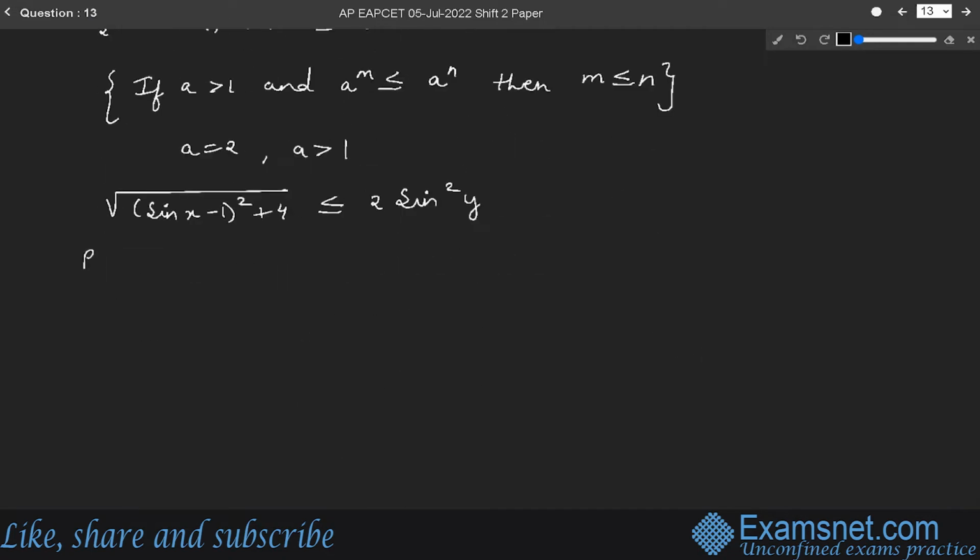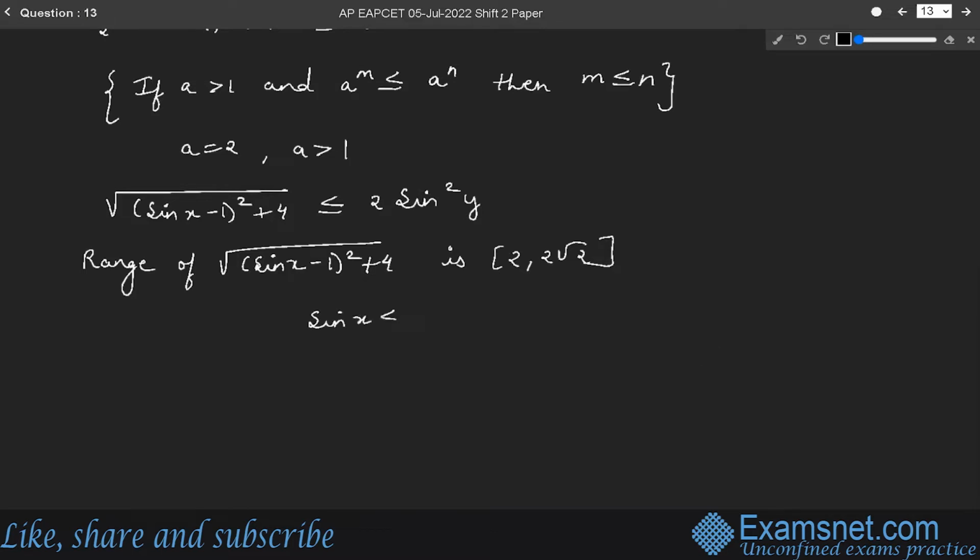So the range of under root of (sin x − 1)² + 4 is 2 to 2√2. Now let us see how we have calculated the range. We know that sin x lies between −1 and 1. So (sin x − 1)² will lie between 0 and 4.